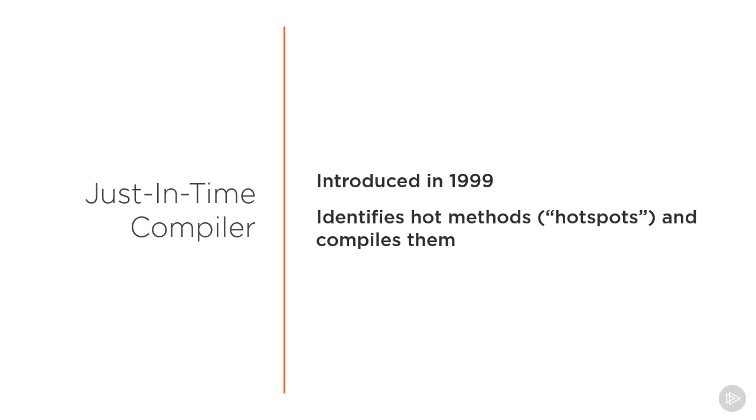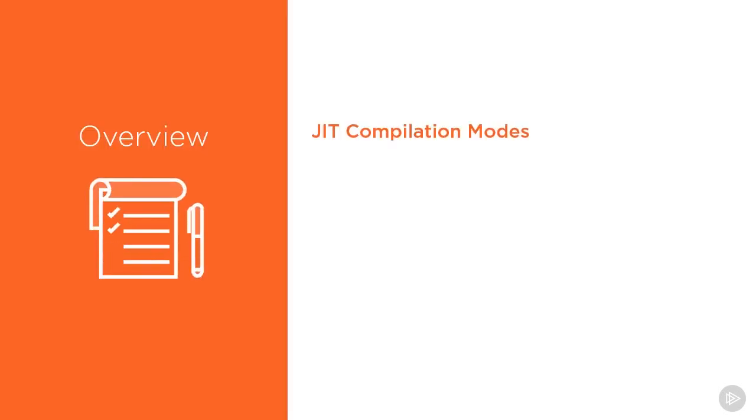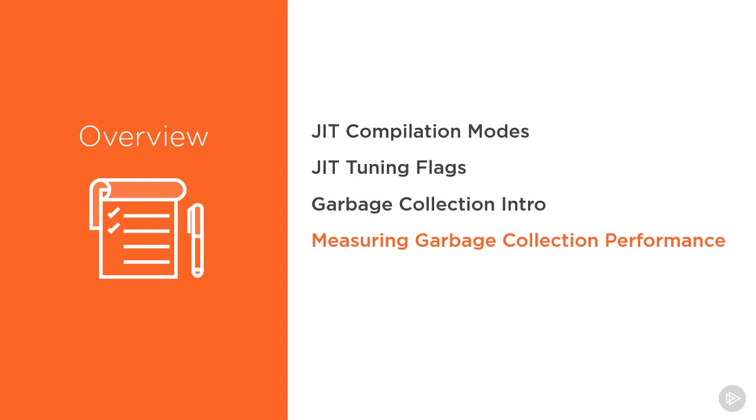the code cache. In this module, we'll talk about different types of JIT compilers in Java and how to choose the compilation mode. Then we'll look at the tuning flags for JIT compilation and what their effects are. Afterwards, we'll pivot to a detailed discussion of Java garbage collection. We'll discuss the different types of garbage collectors, how to monitor and measure garbage collection performance, and how to select and tune your garbage collector.